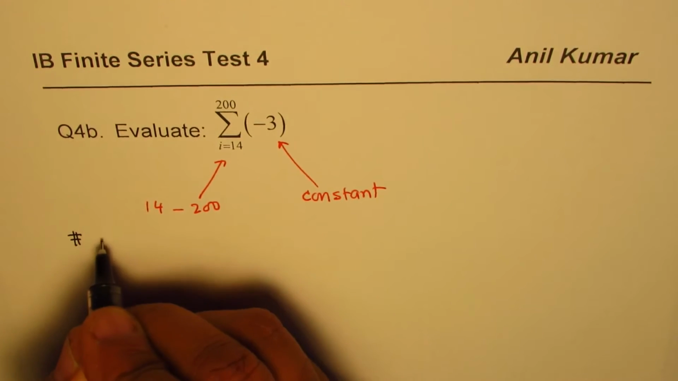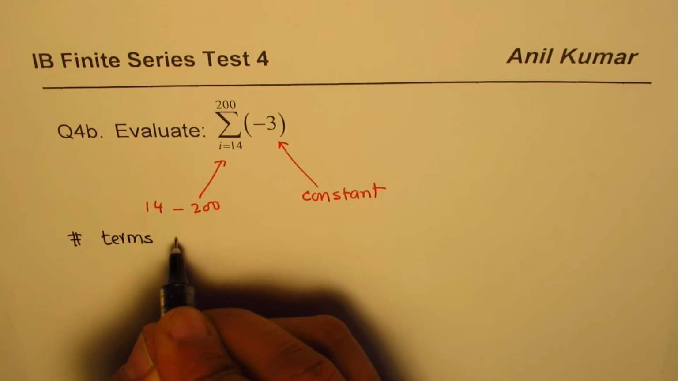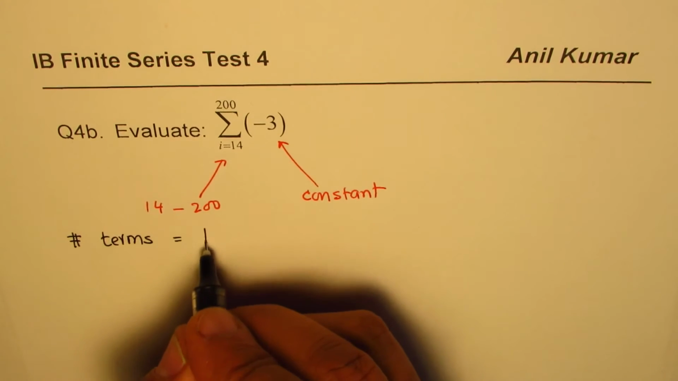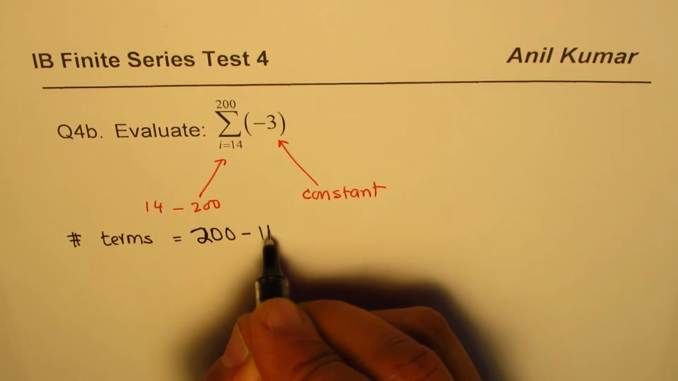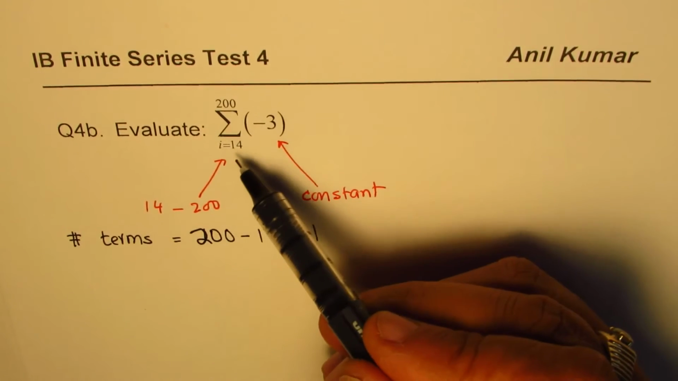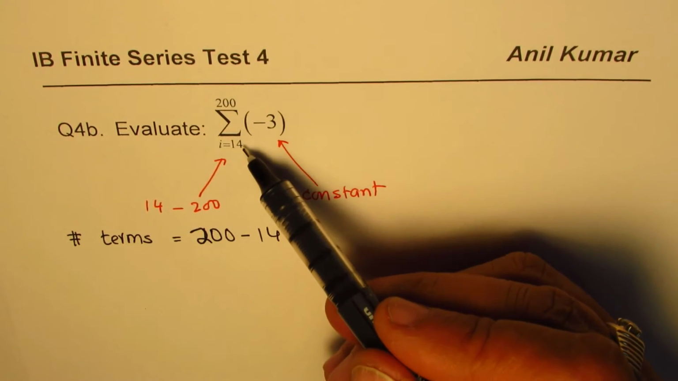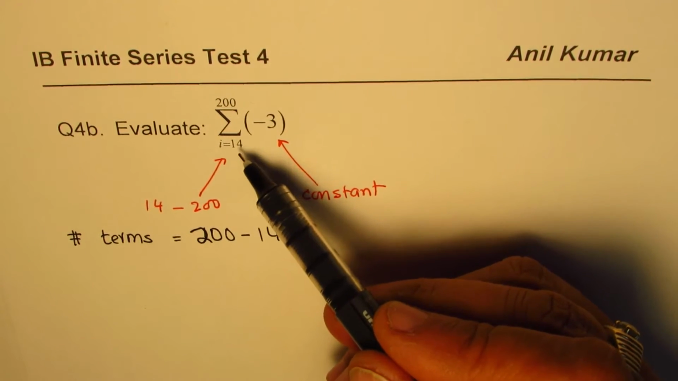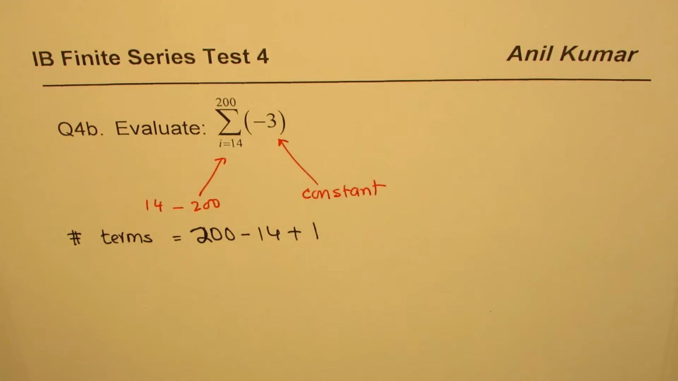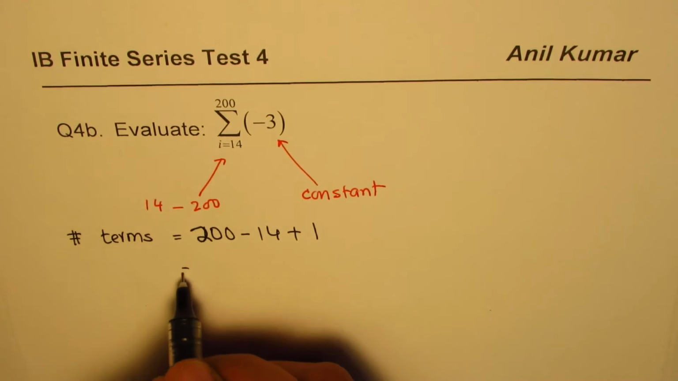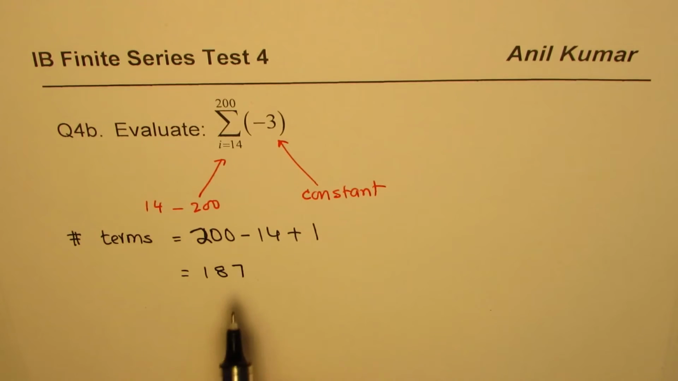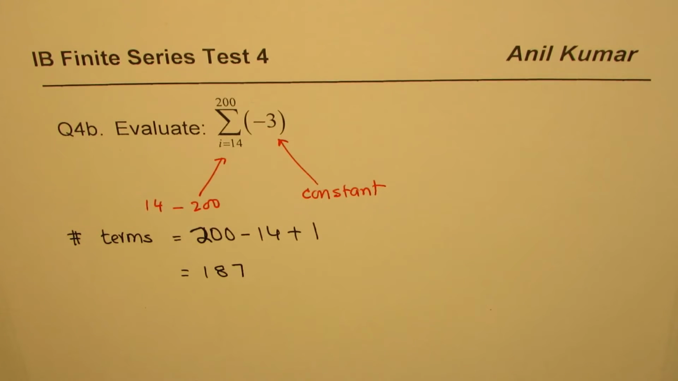So the number of terms will be equal to 200 minus 14. Let's write 200 minus 14 plus 1, right? If it is from 14 to 15, 15 minus 14 is 1, but there are two terms, one for 14, one for 15. So that helps you to think about it, correct? So let's do this. It is 200 minus 14 plus 1 equals 187. So there are 187 terms. Now that is critical. If you make this mistake, then you get a wrong answer.